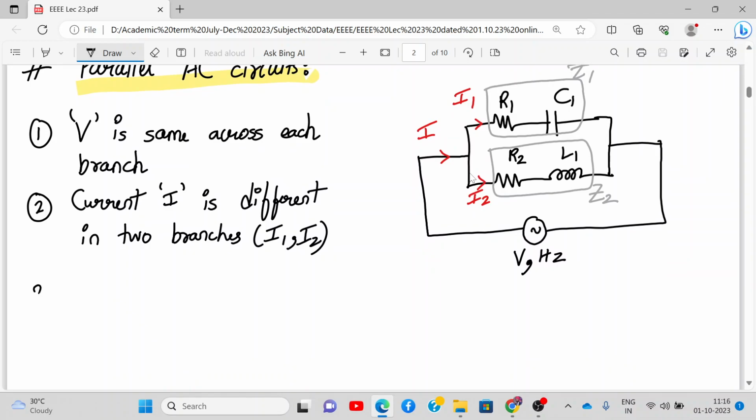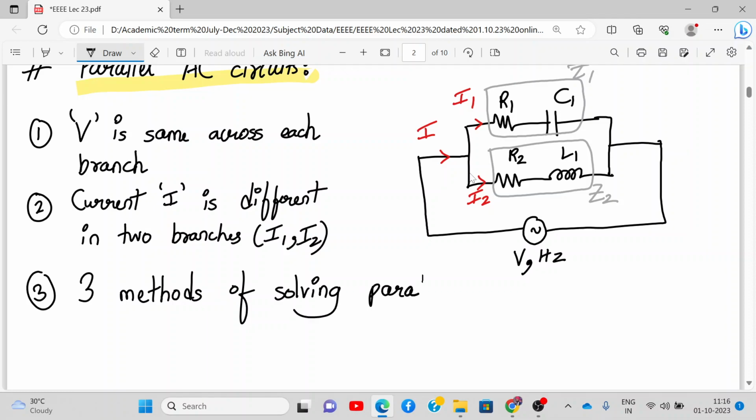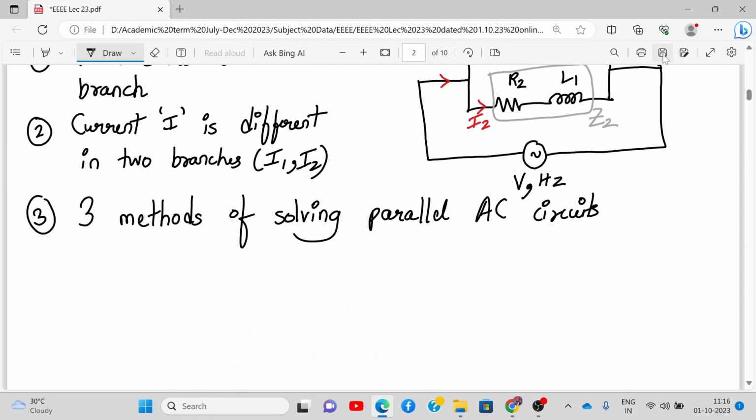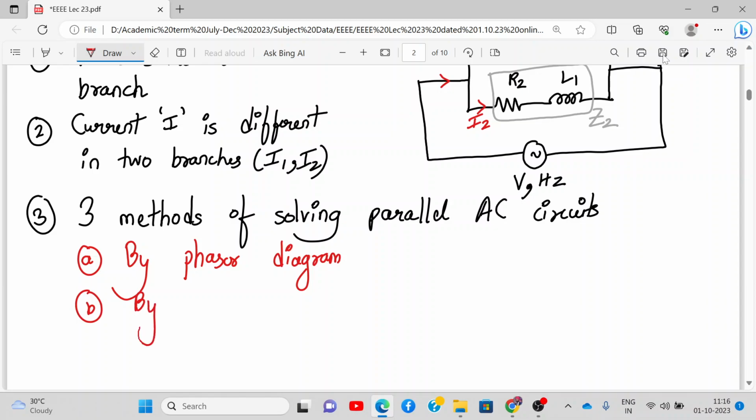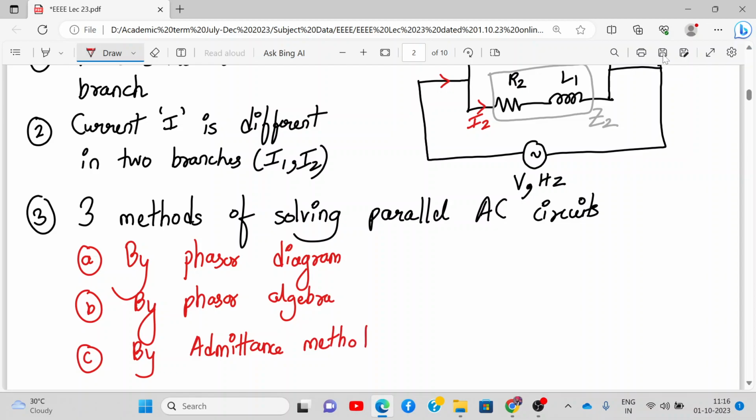So write down the three methods of solving parallel AC circuits. The first technique is by phasor diagram. We will see shortly how to solve it by phasor diagram. The second technique is by using phasor algebra. And the third technique is by the admittance method. These three techniques we will be solving one by one.